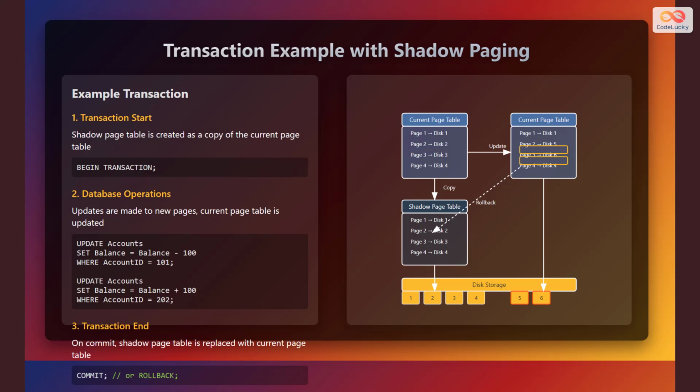Finally, at the transaction end on commit, the shadow page table is replaced with the current page table. Alternatively, you can roll back to discard changes. The visualization shows page tables and disk storage, illustrating how current and shadow page tables are used, and how pages are updated on the disk.